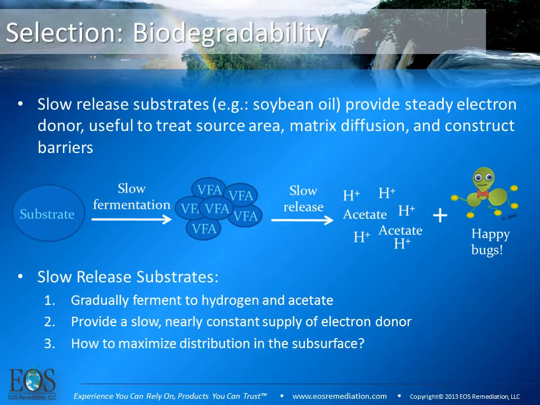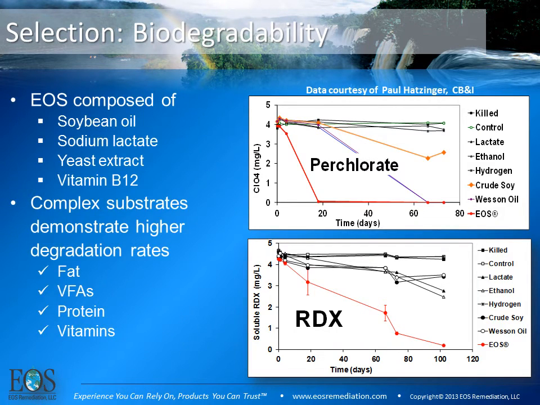But the problem with these substrates like soybean oil is, how do you get soybean oil to disperse and properly inject in an aquifer environment? Well, that's what EOS is. EOS is really a composition of soybean oil, sodium lactate, which is a soluble substrate, yeast extracts, and vitamins. And it's this combination of short and long-term substrates that makes EOS highly effective.